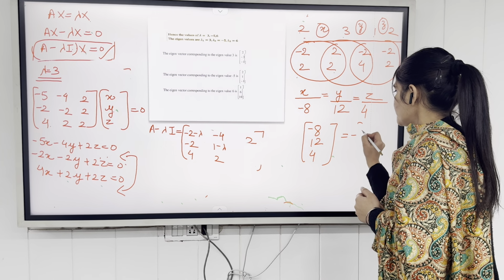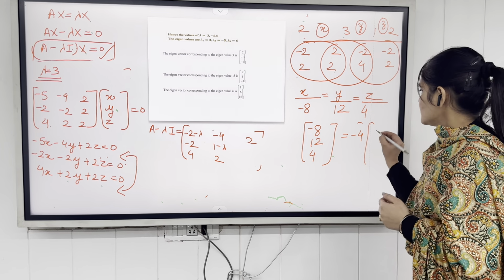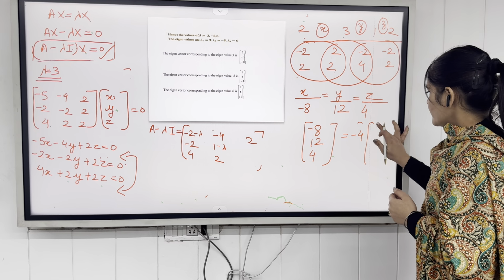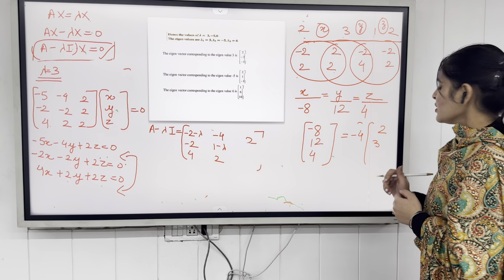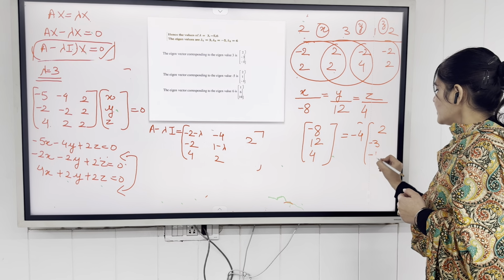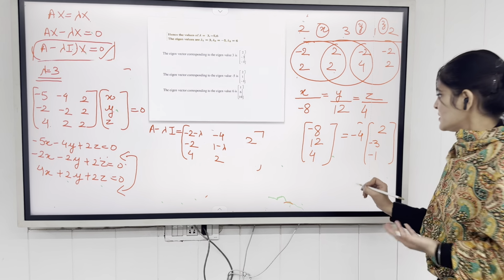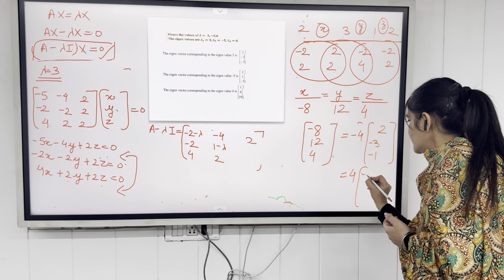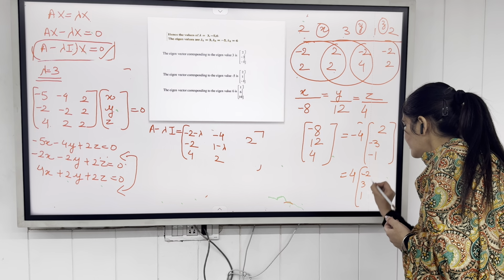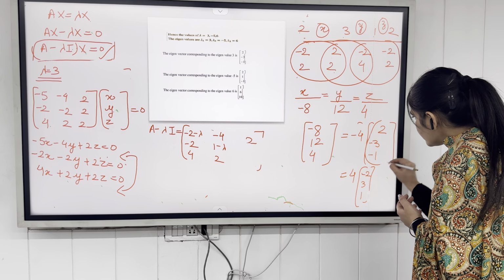If I am taking minus 4 as a common from here, this is giving you positive 2, minus 3 and minus 1. Anybody can take 4 as a common from here. If you are taking 4 as a common, inside we are left with minus 2, 3 and 1. So this is your eigenvector.